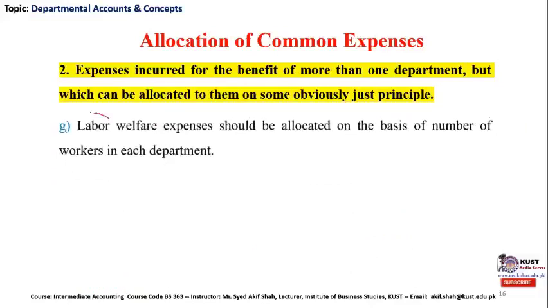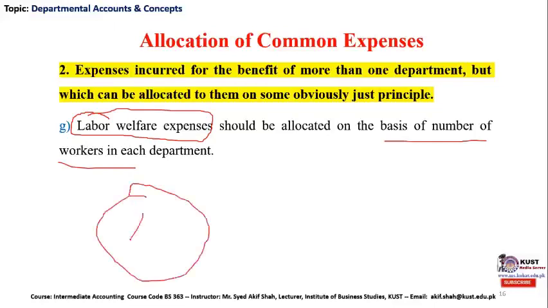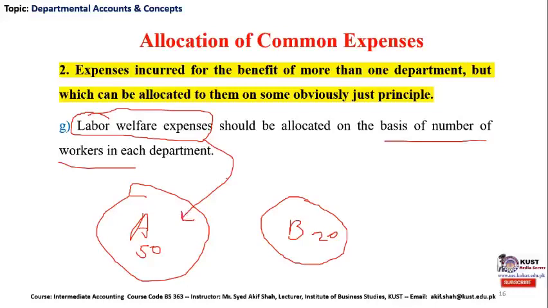Condition G states how to allocate labor welfare expenses. These expenses should be allocated on the basis of the number of workers in each department. Let's suppose department A is a larger department with 50 workers, and department B is comparatively smaller and has 20 workers. Then the labor welfare expenses should be allocated according to the number of workers working in a specific department.